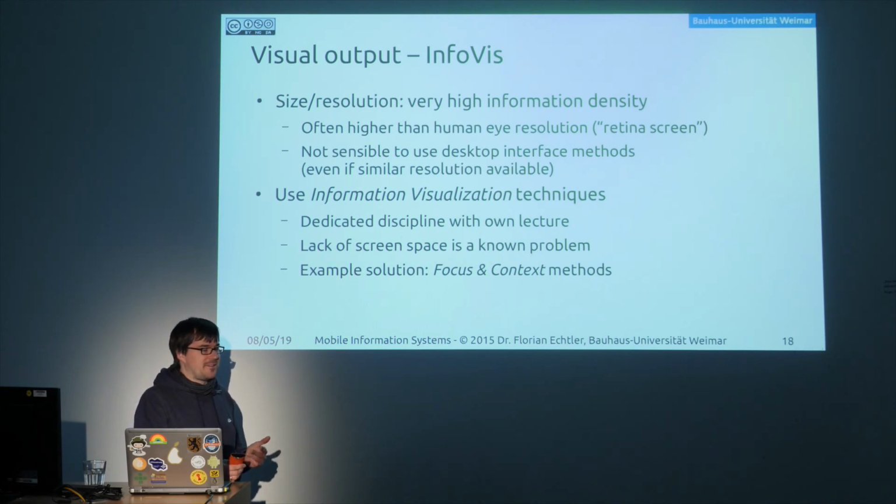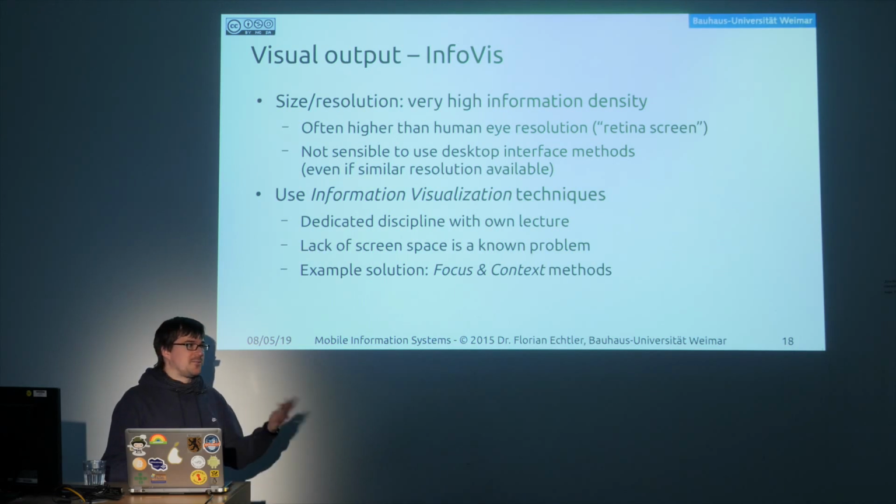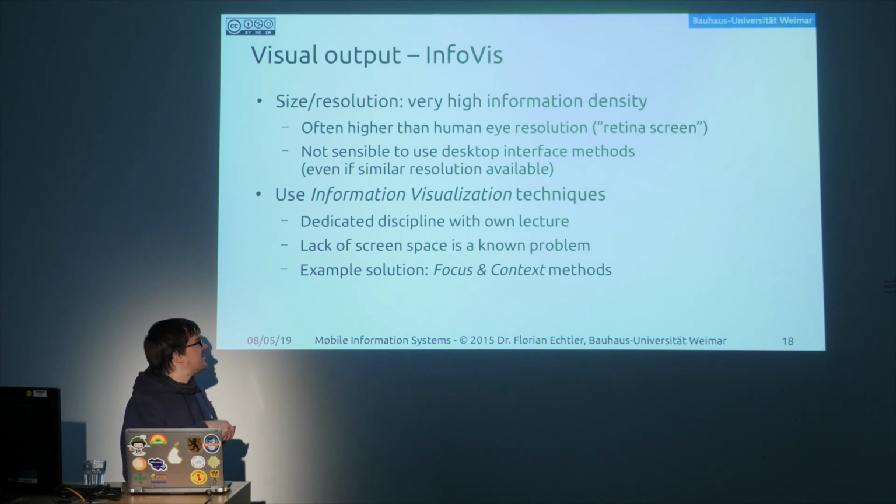They usually have something like full HD resolution now in a 5-inch screen. So we can display a huge amount of information, but of course it won't work to just take a desktop interface, even if it has the same resolution, and put it on the mobile device. So we need to somehow deal with this limited screen space. And one example solution that's coming from the information visualization context is called focus and context.